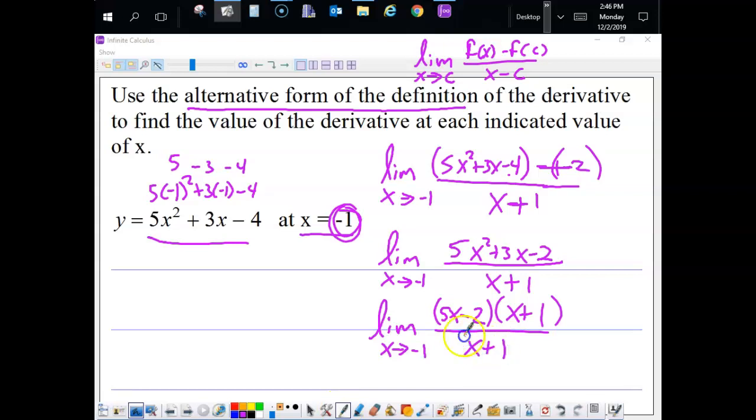And so after you've factored it, you're going to go ahead and cross off what they have in common. And then after that, you're ready for your direct substitution. So plugging in -1 here, we would get -5 minus 2, which is -7. So there's your limit. Okay.